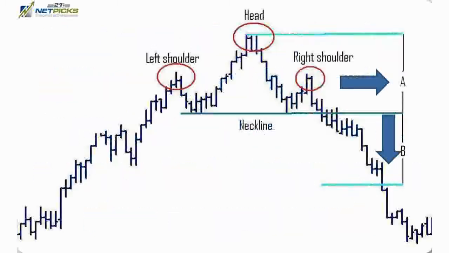To find your price target, you measure the distance from the top of the head to the neckline. This distance is then subtracted, in this example, from the neckline where price breaks through to give us a minimum target for the move down. In our image, the distance between the head and the neckline is A, and this is projected down as B, which you will easily see is reached in this reversing move.